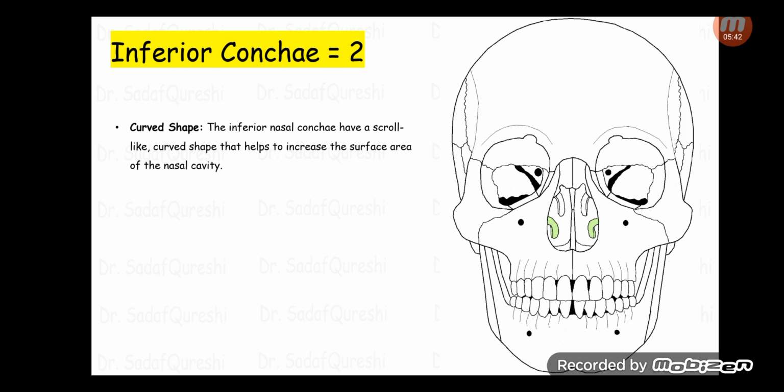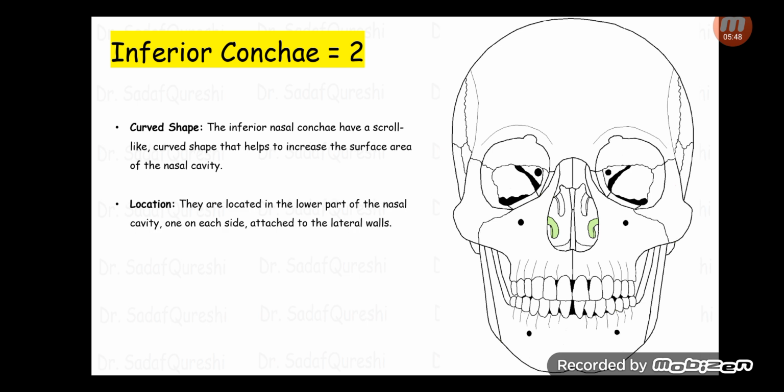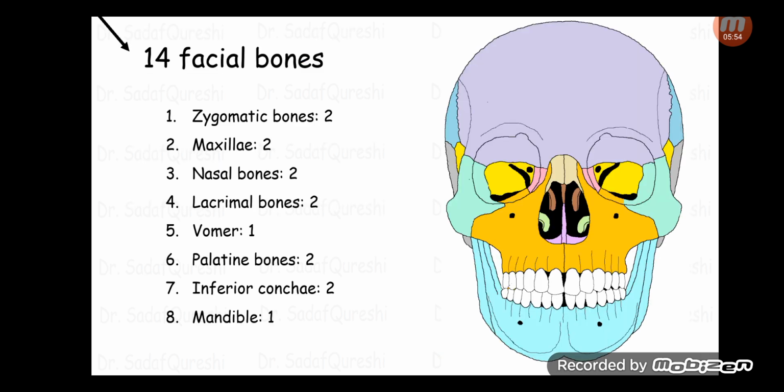Talking about shape, they are curved shape, and this curved shape helps to increase the surface area of the nasal cavity. Talking about location, they are located in the upper part of nasal cavity, one on each side, attached to the lateral wall of nasal cavity.